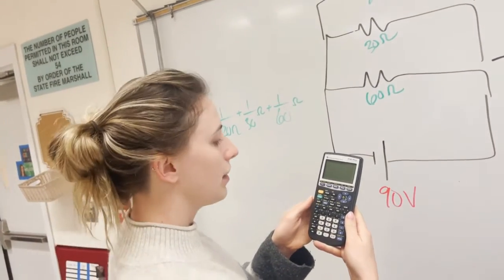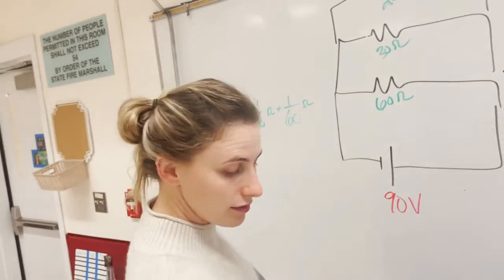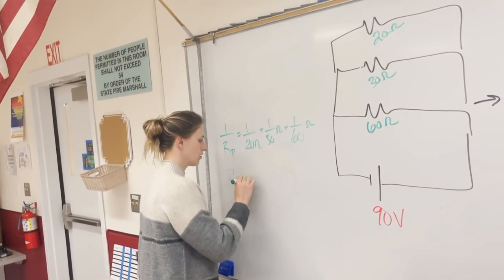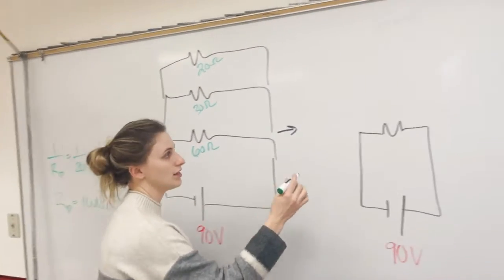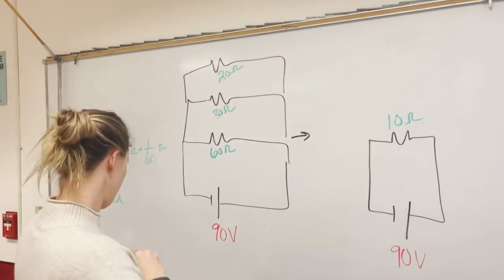That is not the answer. No, just gonna take that to the negative 1 and we get 10. So the equivalent resistance of all these is 10 ohms. Okay, so we'll put that up right here. 10 ohms. Okay, now what's the next step that we did, boys and girls?